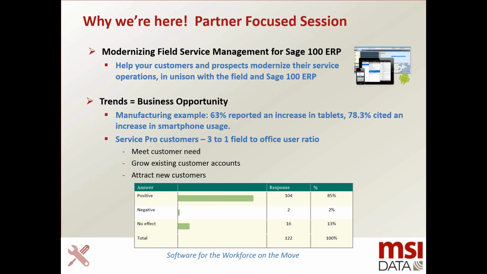But really, mobile is a huge trend across the software industry. A lot of Sage customers are in manufacturing. Just within manufacturing, we've got data that shows a 63% reported increase in tablets, and 78.3% of manufacturers saw an increase in smartphone usage. So you can tell that customers are using smartphones, they're using iPhones, Android phones, they're increasing in tablet usage as well. So that's a huge opportunity to go after as these customers are looking for software to use with their business on these devices. And with our customers, we've seen about a 3-to-1 field to office ratio.